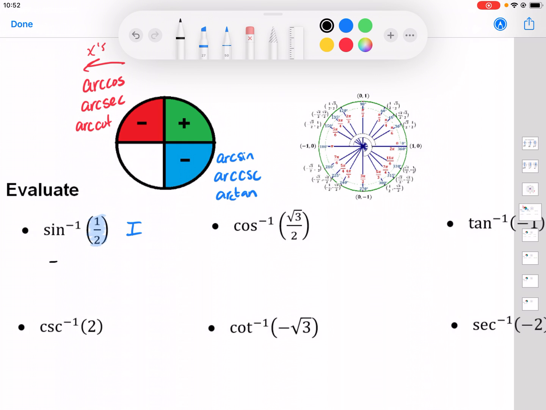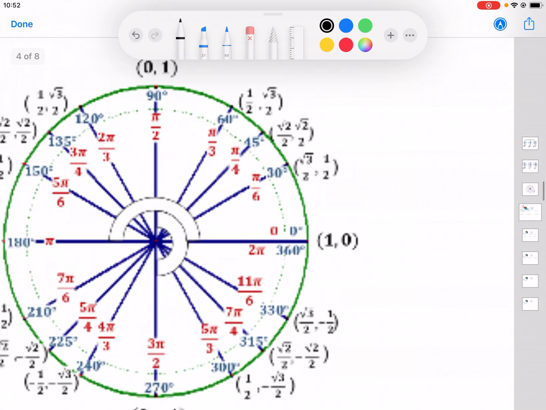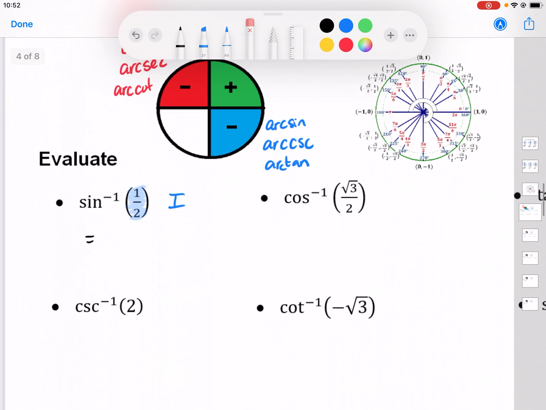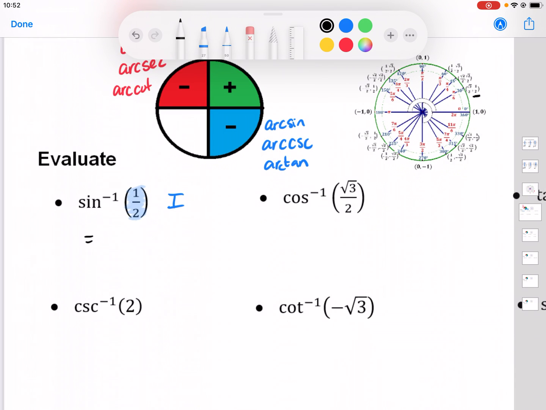So I'm looking in the first quadrant, and sine is our y value. So if I go into the first quadrant and I look for, wow, this is very grainy. But if you look for the y value of 1/2, that's going to tell you what angle. So 1/2 is right here, which you can look on your own unit circle. So we get pi over 6 as our angle, and that's our answer.